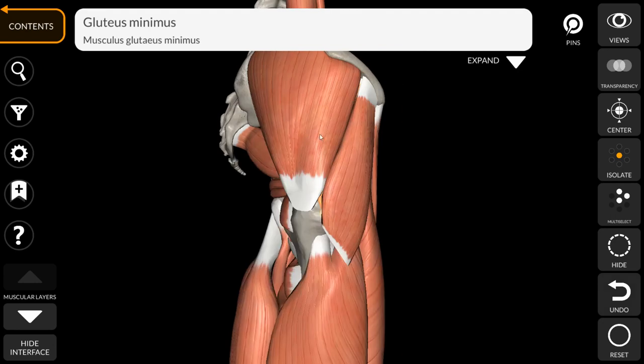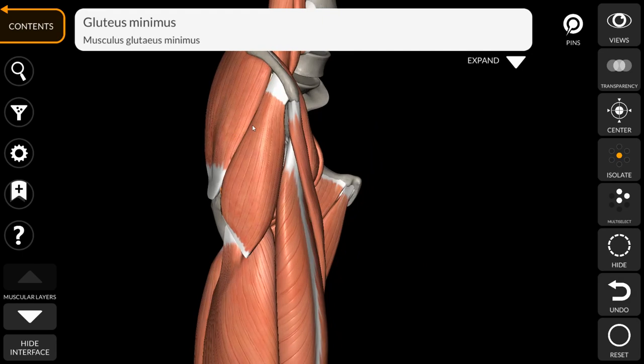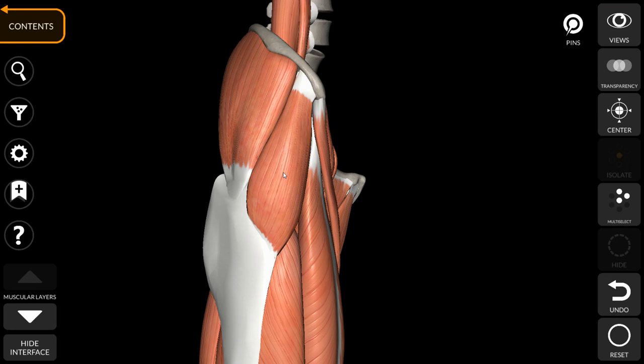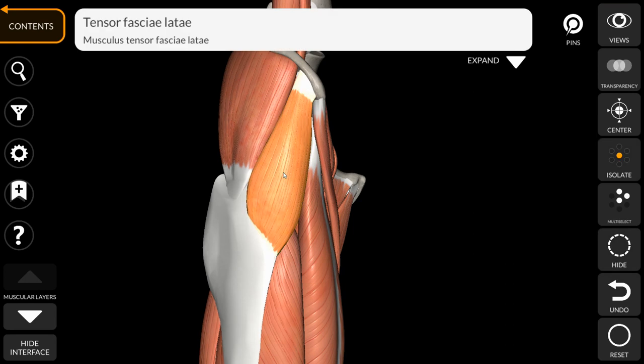The third muscle is actually known as the TFL. We call it tensor fascia lata. Okay, this is tensor fascia lata. Tensor means tension. This is because this muscle creates tension, right?